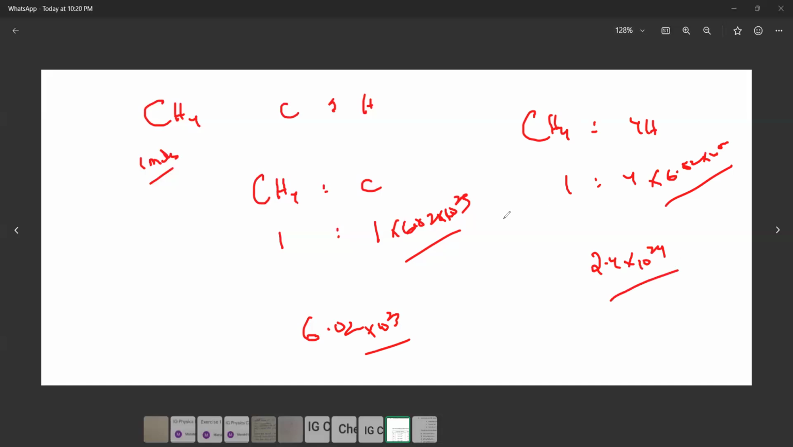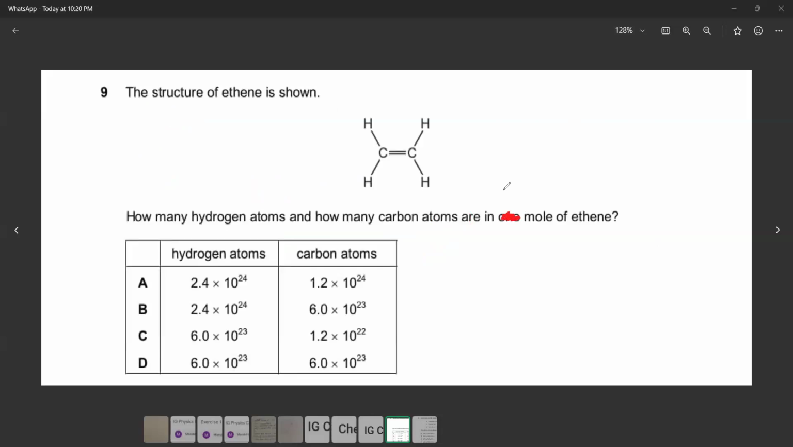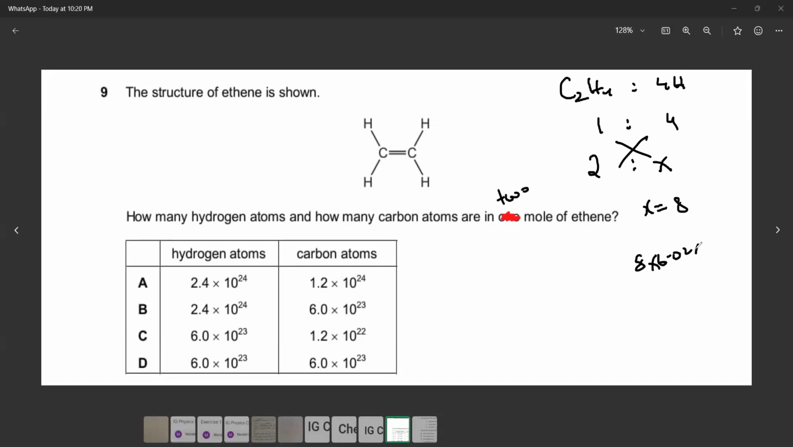And if, instead of 1 mole, let's say the question was about 2 moles. How to solve? You will solve it the same way, but the ratio now you will take for 2. One molecule, 1 mole contains 4 hydrogen atoms. So the ratio is 1:4. But if 2 moles are there, how many hydrogen atoms? X, cross multiply. You will get 8. And this 8 you will multiply by Avogadro's constant 6.02 exponent 23. So you will know the number of hydrogen atoms.